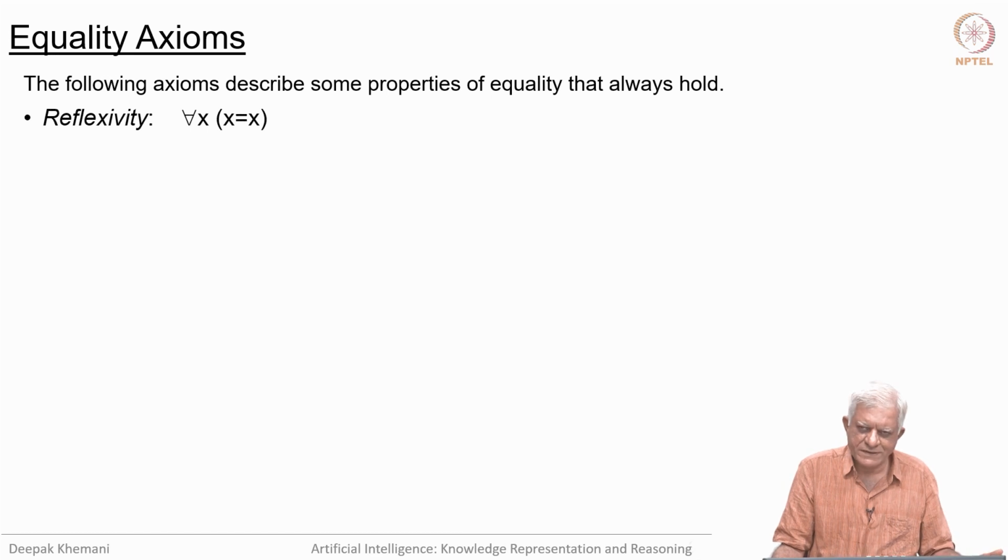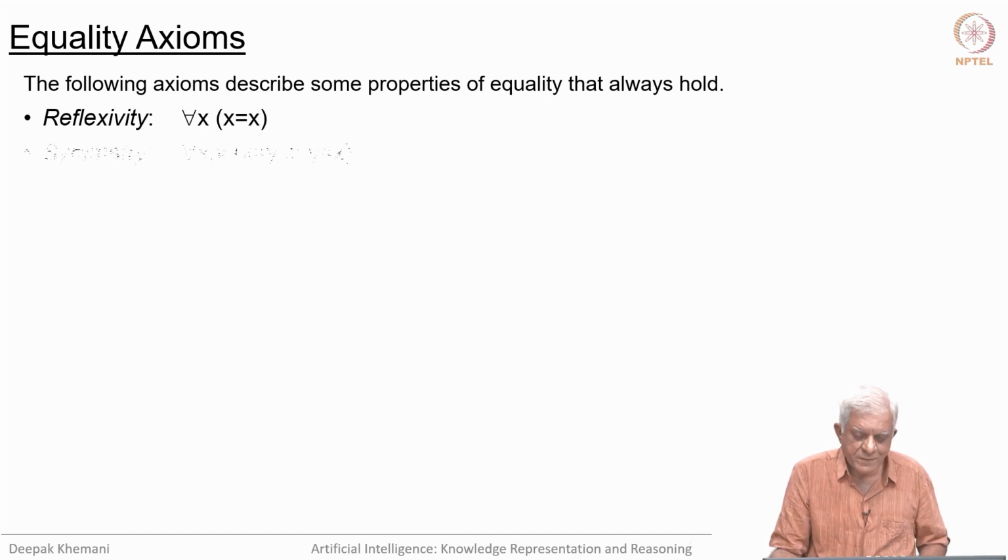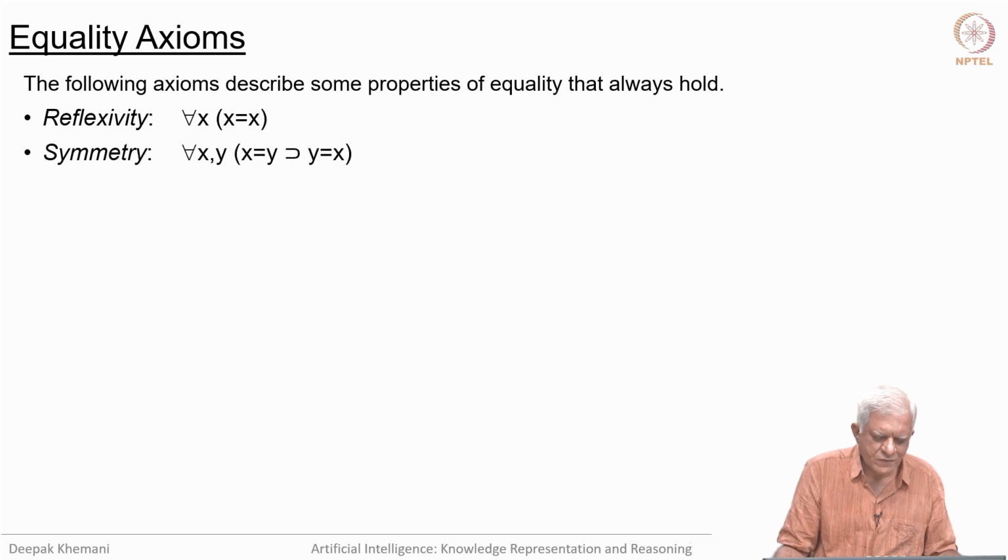So, the first property is reflexivity. It says that for all x, x must be equal to x. I mean, it sounds trivial, but we must have it in the system if we are to be able to prove certain things.